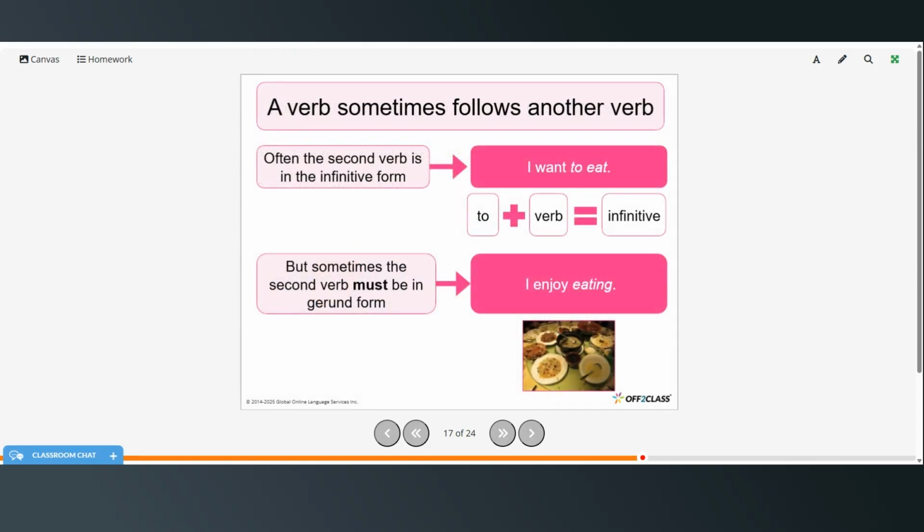Now, sometimes a verb is followed by another verb, and often the second verb is in the infinitive form. So I want to eat. So here, want is the main verb, and then we have to and then eat. So to eat is the infinitive. But sometimes the second verb must be in gerund form. I enjoy eating. So you can't say I enjoy to eat. I enjoy eating would be the only option when the main verb is enjoy.